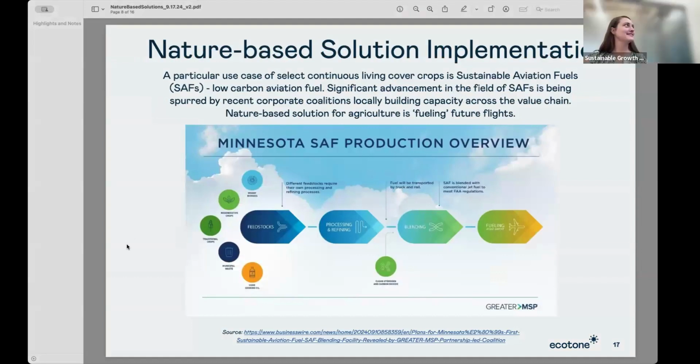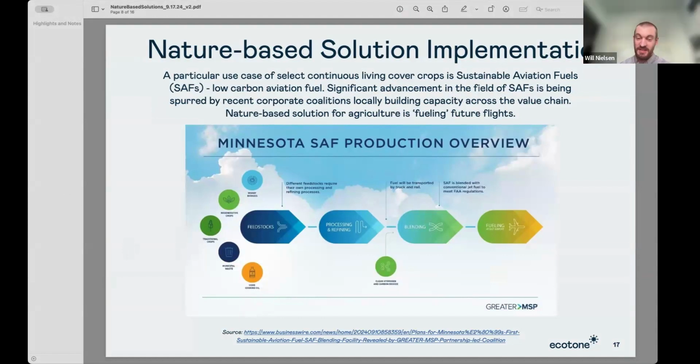Thanks, Will. Yeah. Another newer local implementation of coalition building around the opportunities for nature-based solutions is the Sustainable Aviation Fuel Hub that is being put together. And Will, maybe you can speak a little bit more here too.